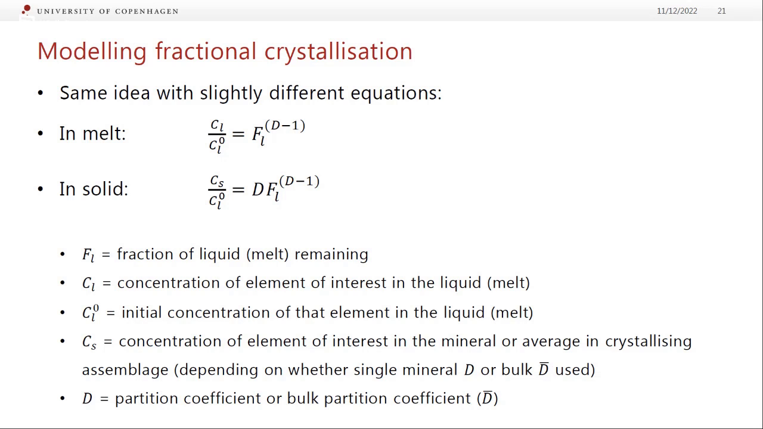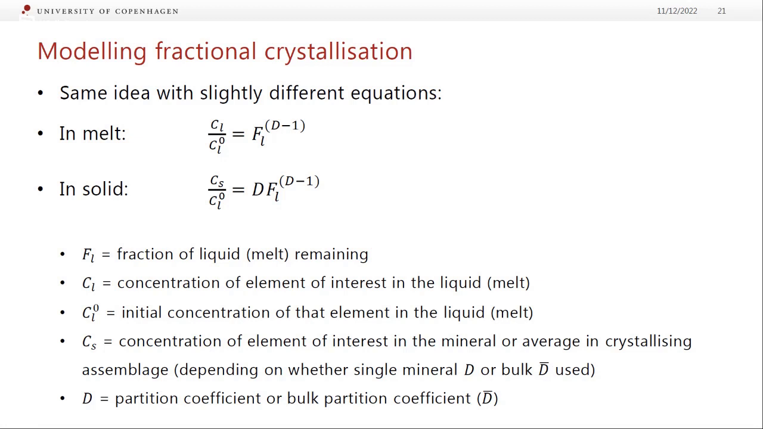All right. Fractional crystallization is the same idea. The equations are slightly different. So in the melt, concentration in the melt in the liquid divided by the original concentration is the fraction of liquid or melt that's remaining to the power of the partition coefficient minus 1. In the solid, it's the same thing but multiplied by the partition coefficient here. Okay.